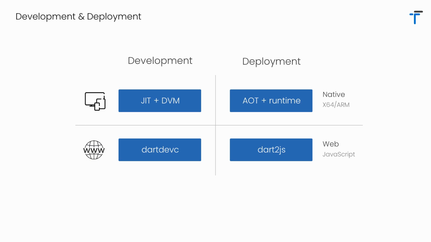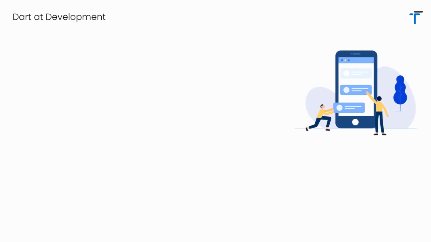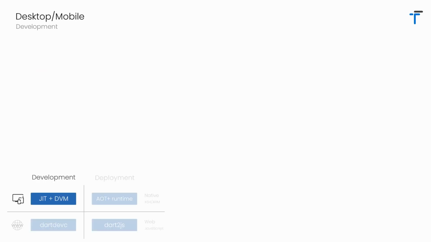Let's examine each of these sections in detail. Let's talk about the development phase of Dart. So there can be development of desktop or mobile application, and there can be a development of web application. In case of desktop and mobile application development, your program is given to JIT, that is just-in-time compiler.